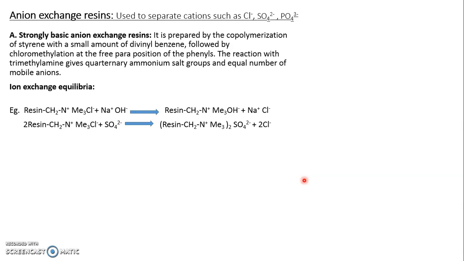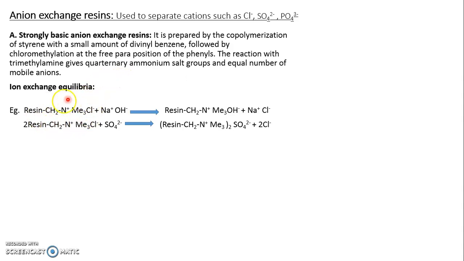Moving on to the anion exchange resin. Very similar to your cation exchange resins, you also have anion exchange resins, and they are used to separate the anions irrespective of their charges. So you have strongly basic anion exchange resins and you have weakly basic anion exchange resins. It is prepared by copolymerization of styrene with a little amount of divinyl benzene, followed by chloromethylation at the free para position, and the reaction with trimethylamine gives a quaternary ammonium salt and an equal number of mobile ions.